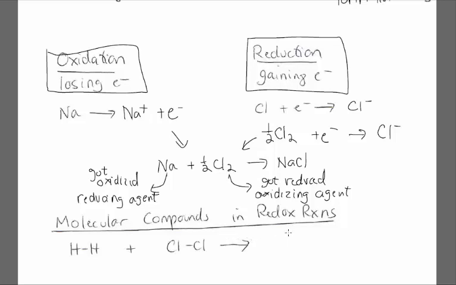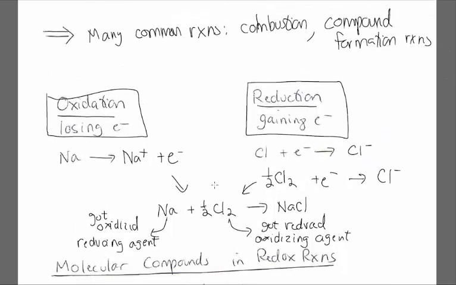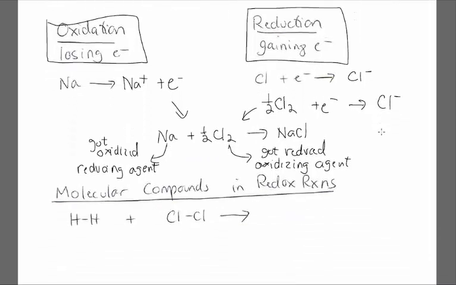All right, and so this is an example of oxidation and reduction in an ionic compound formation reaction. Remember we said above, one type of redox was compound formation. So if you start with elements and turn it into a compound, that is a redox reaction.